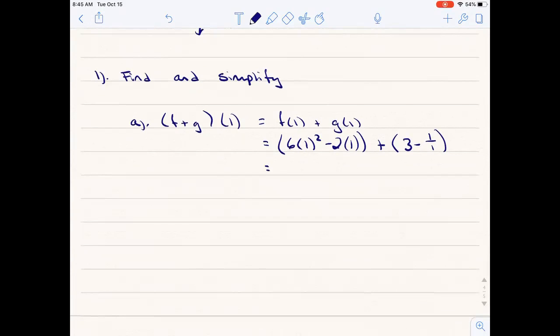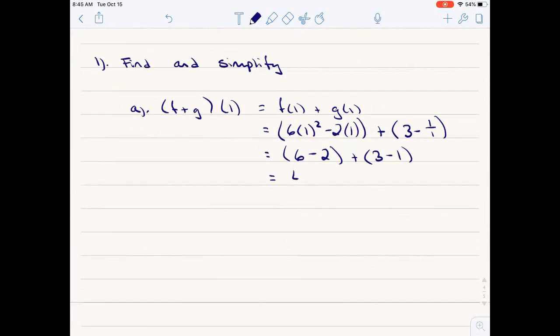So we've got 6 times 1 minus 2, so 6 minus 2 plus 3 minus 1. We get 4 plus 2, which is 6.